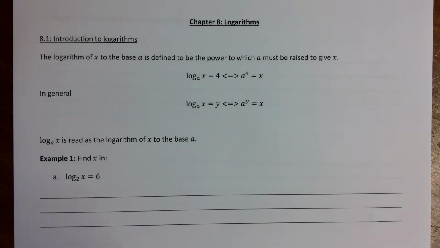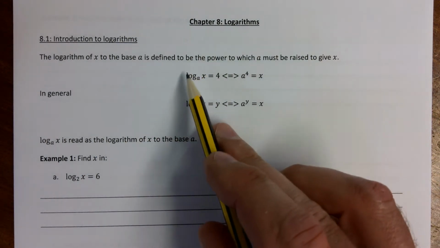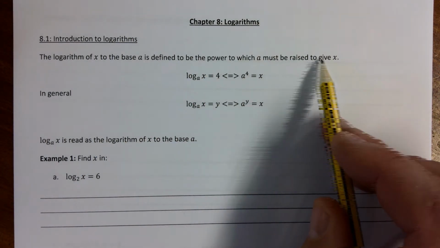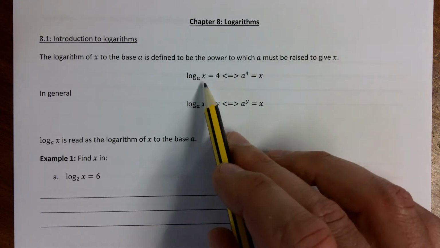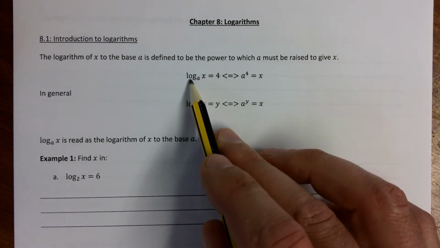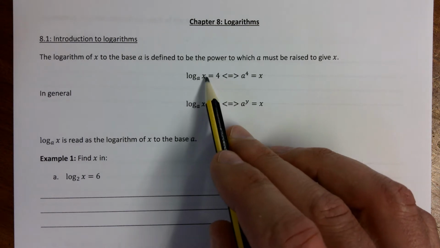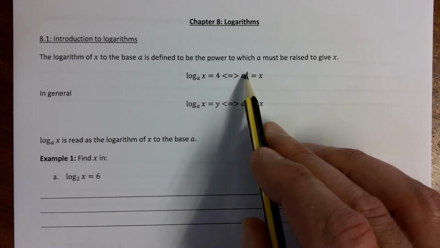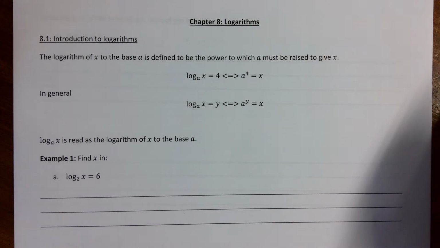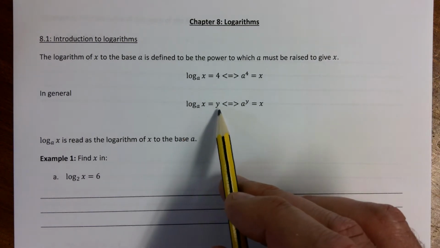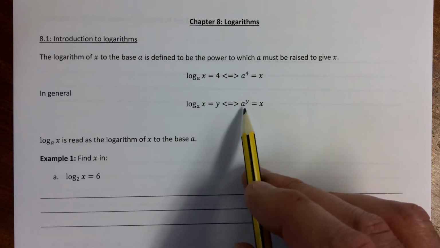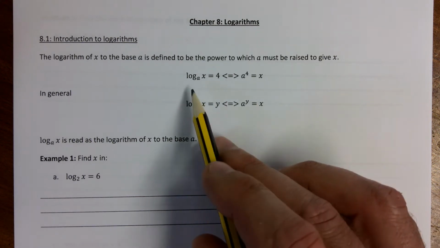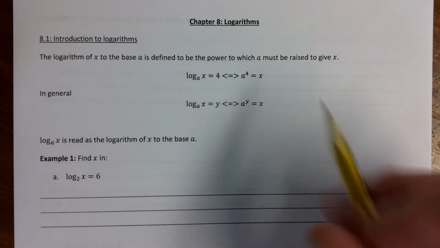The logarithm of x to the base a is defined to be the power to which a must be raised to give x. That's really a bit of a mouthful, but it'll make sense hopefully in a wee second. Log to the base a of x equals 4 means the same thing as a to the power of 4 equals x. Log to the base a of x equals y means the same thing as a to the y equals x. Log is just a fancy way of writing a power.